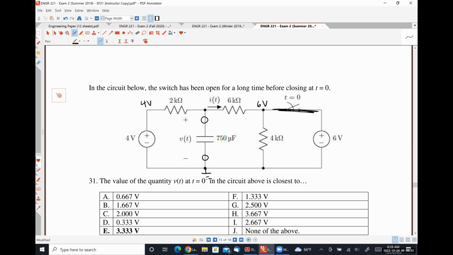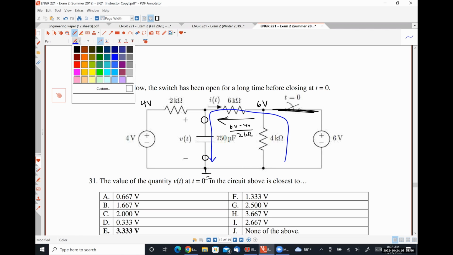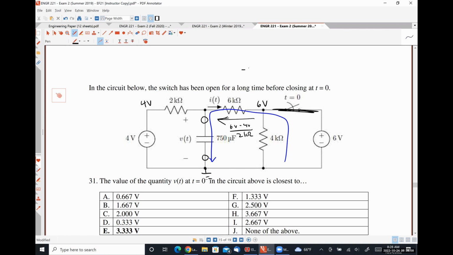So this current right here is going to be 6 volts minus 4 volts over 2 kiloohms. And then I can do KVL around this loop, which would give me, so let's see, -6 volts plus 2 volts over 6 kiloohms plus V at infinity is equal to 0, and then I would solve for V at infinity.